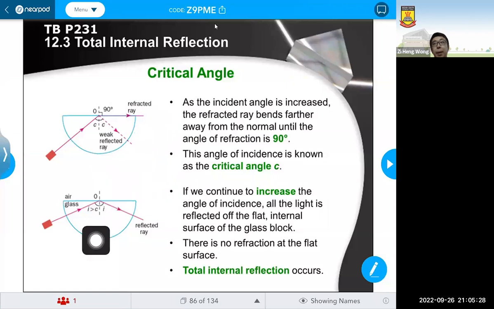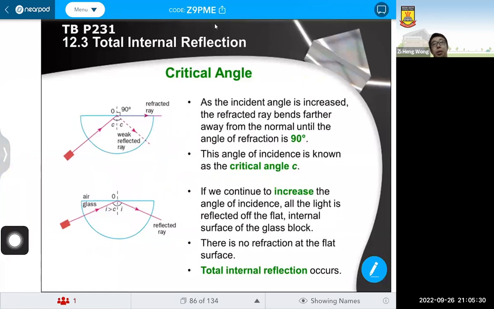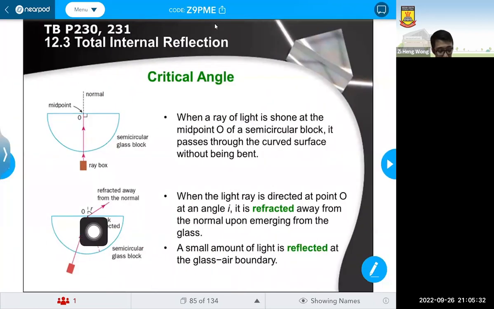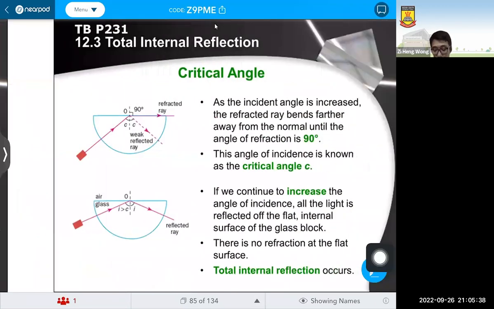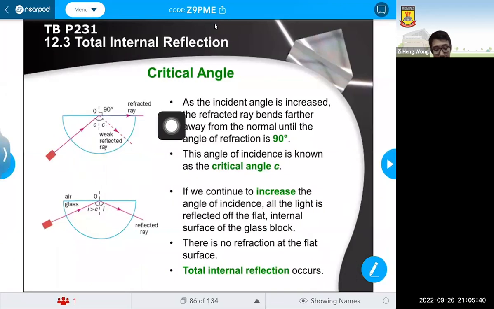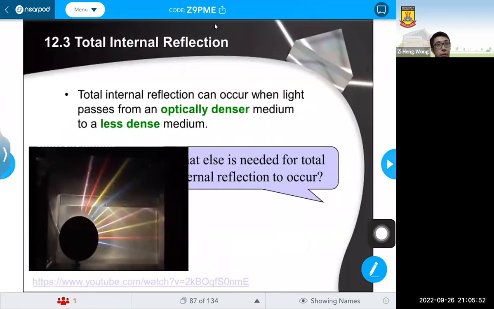So you can imagine that if your angle of incidence is smaller than the critical angle, you are smaller than the height limit, so you can go up. If you are exactly at the height limit, then you go along here. If you are greater than it, then you get reflected. So how do we find out what this so-called height limit is? What is this critical angle? What is this special angle? There's a formula to it.